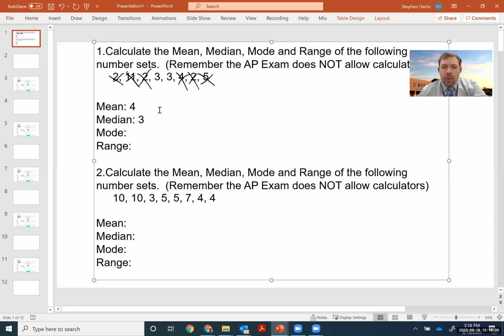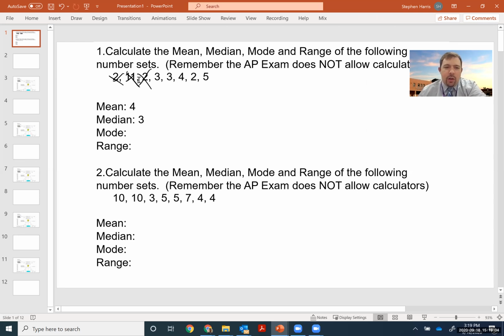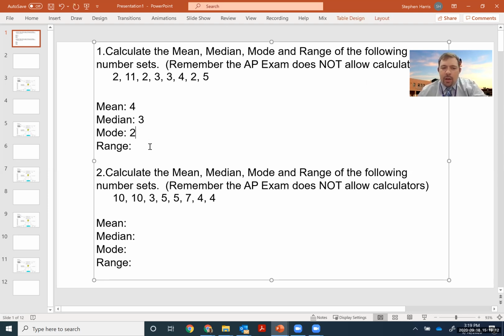The mode, you just look at which ones occur the most. Although I X'd out all of those, when we clear all that out of the way, we can see that we have 3 occurrences of the number 2, and so that becomes the most commonly occurring number. To find the range, you should have just taken the biggest number and subtracted the smallest number. So that's 11 minus 2, which should end up with 9.